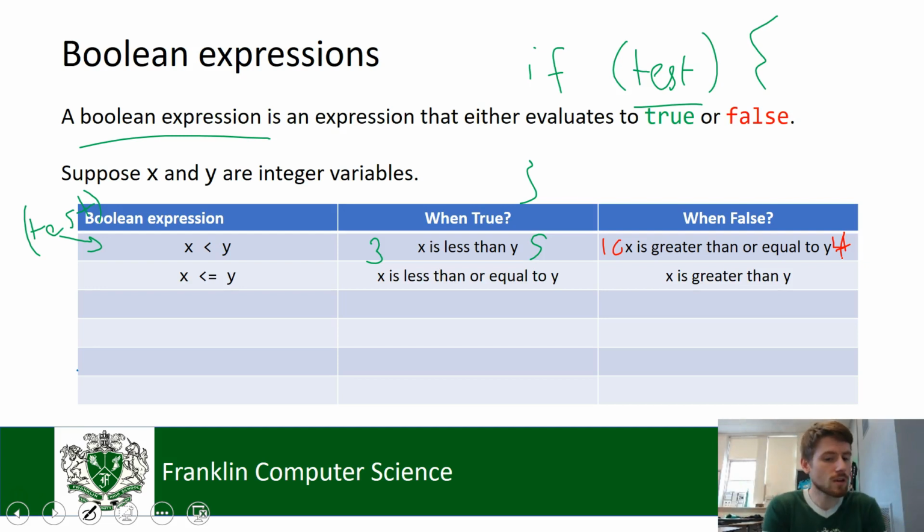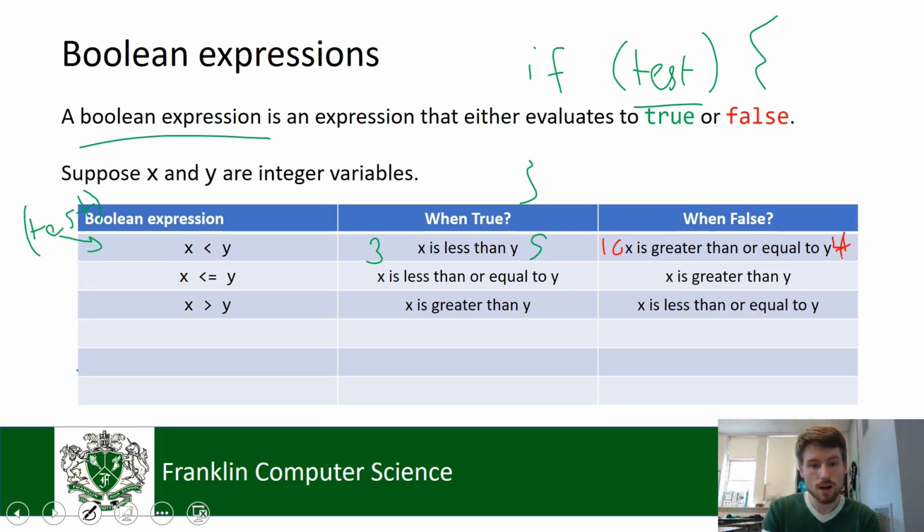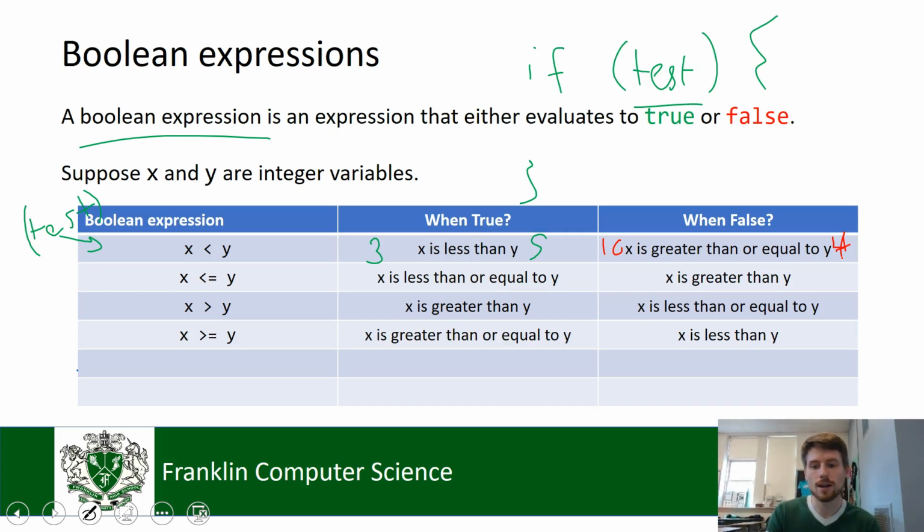You can have less than or equal to. The syntax in Java is x, and then angle bracket equals, so that's going to be less than or equal to. That's true if it's less than or equal to, and false when x is greater than y. X is greater than y switches the direction of the alligator mouth around. When x is more than y, that's true, and when x is less than or equal to y, that's false. X is greater than or equal to y is true when x is greater than or equal to y, and false when it's less than y.